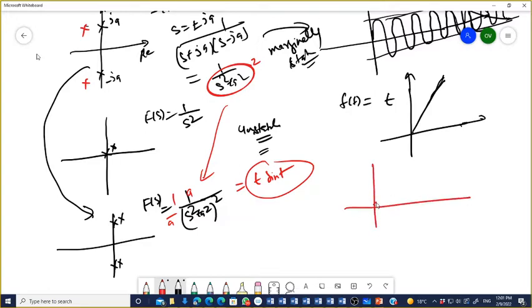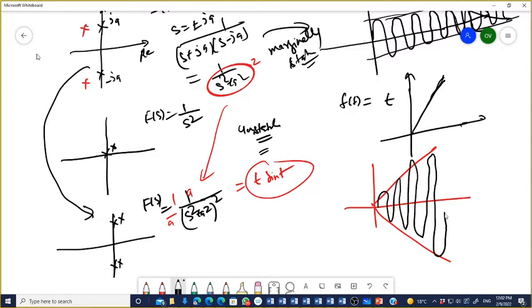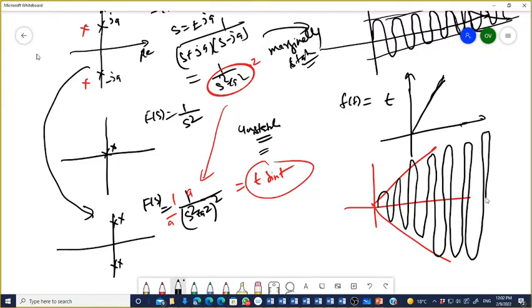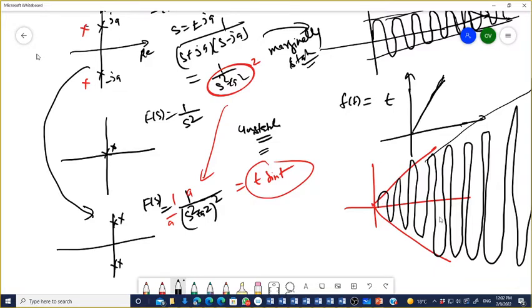t sin t means this is a t, increasing, and sin t oscillating. Okay, so is this function stable or not stable? Please tell me. Unstable. Why? Because of the unbounded response. So this is unstable.